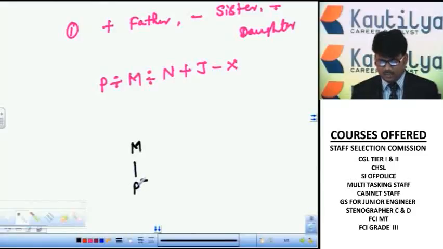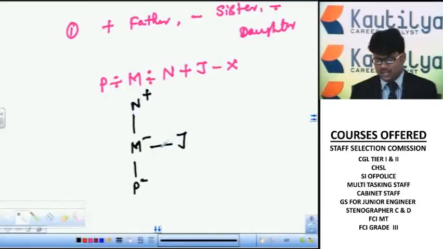Next, M divided by N means M is the daughter of N. M is minus symbol and denoted in a downward direction from N. Next, N plus J. Plus means father of J. N is father of J. N is denoted as a plus symbol. Already N is parent of M, and M and J are siblings.